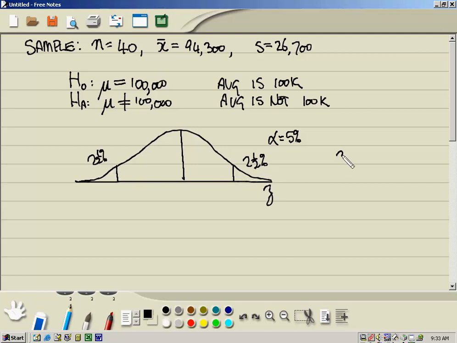Okay, and if we go to our z-tables, the z with 2.5% in one tail is 1.96. So our critical z values will be, of course, positive 1.96, middle of 0, and the one on the lower side will be a negative 1.96. If we get between plus and minus 1.96, it's possible the average is 100,000. If we get a z-calc lower than negative 1.96 or greater than positive 1.96, it is likely the average is not 100,000.